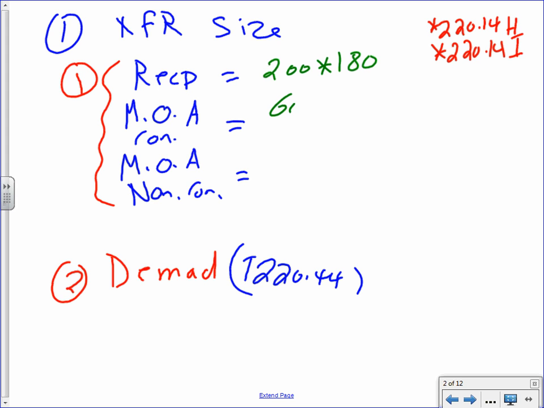So let's go to the multi-outlet assembly continuous. We have 60 of them. Multiply by, if they're continuous, guys, you give every 1 foot of multi-outlet assembly 180.